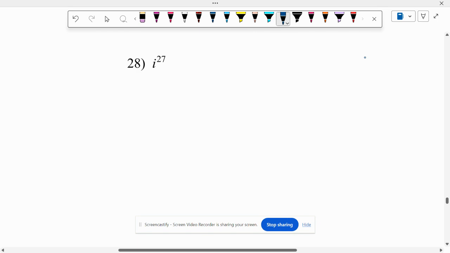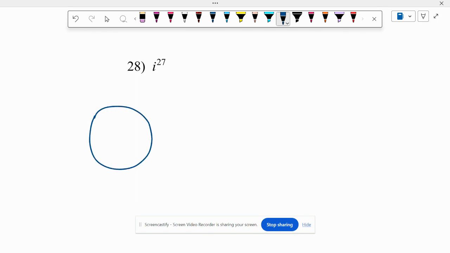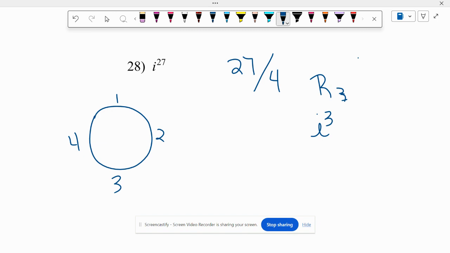We learned on Friday, and then I taught you again on Monday, that when you have a power of i, remember that i works in a circle, right? In units of 4: 1, 2, 3, 4. So if you take this 27 and you divide it by 4, you get a remainder of 3, which is the same thing as i cubed. What does i cubed equal? It equals negative i. So i to the 27th is equivalent to negative i.